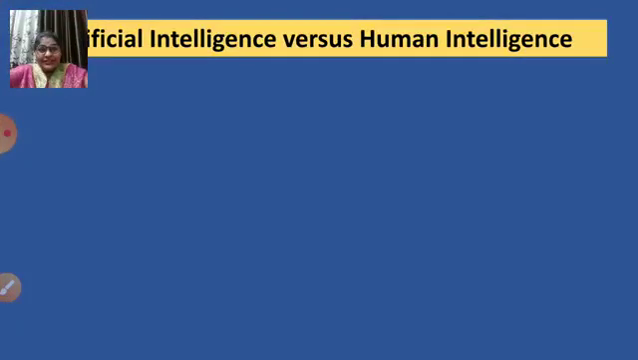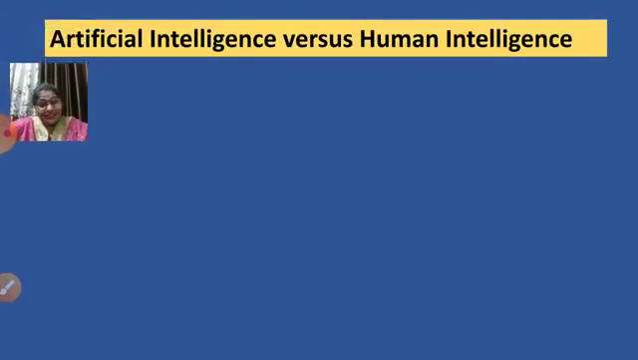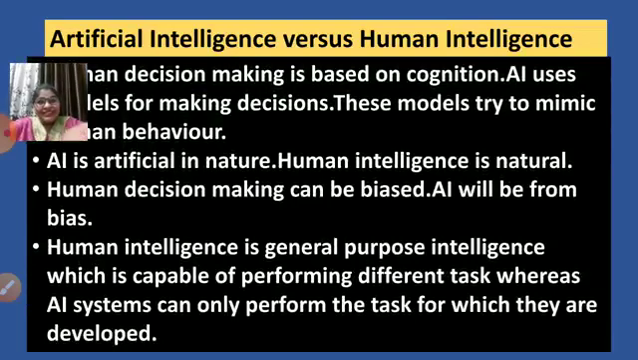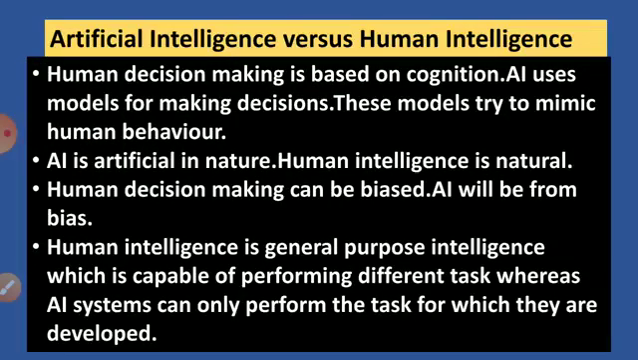Artificial intelligence versus human intelligence. Let us see. I'll just close this so that it will be visible. So, human intelligence versus artificial intelligence, children. Human decision making is based on cognition. Now what do you mean by cognition? It means human decisions are based on knowledge or understanding, right? AI uses models for making decisions. These models try to mimic human behavior, right?